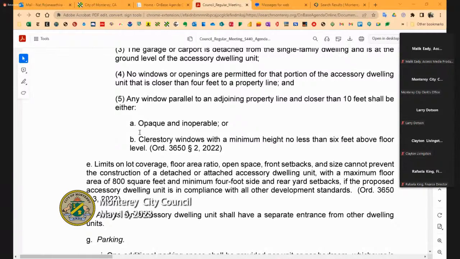Okay, so your motion is to approve the ordinance and change the language to just opaque. Yeah, opaque. Okay. Yes. Is there a second for the motion? All right. Any last comments on this?